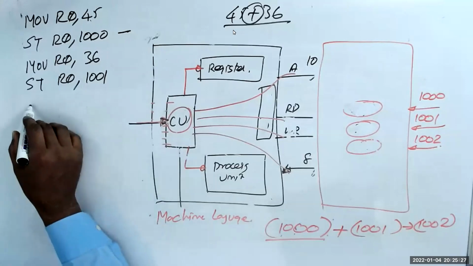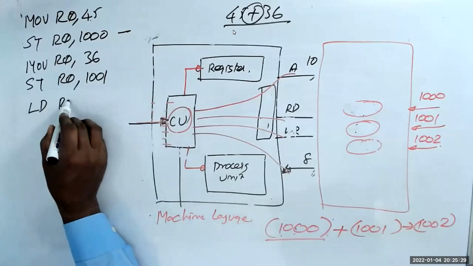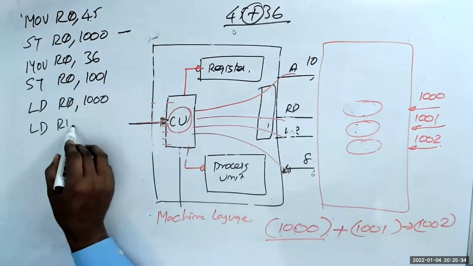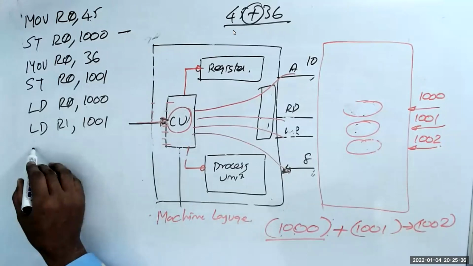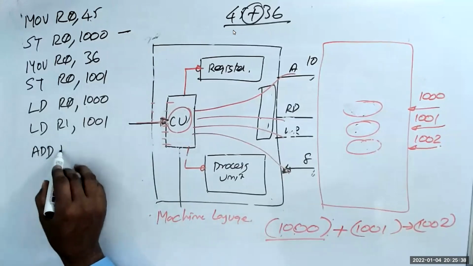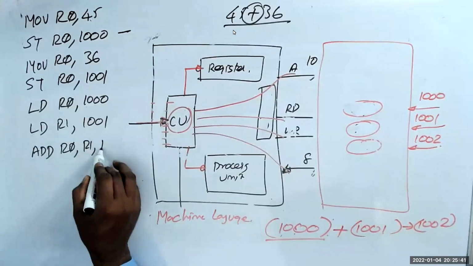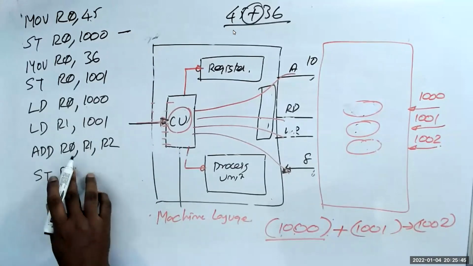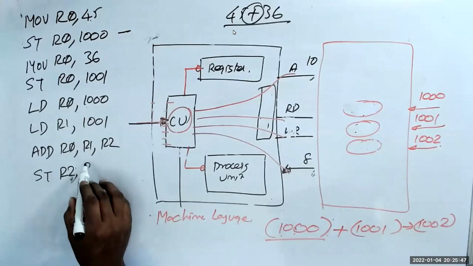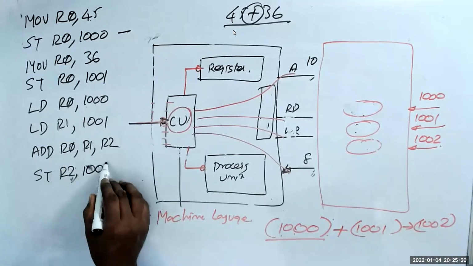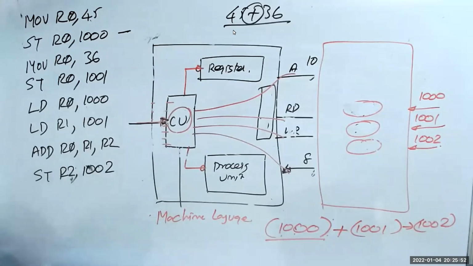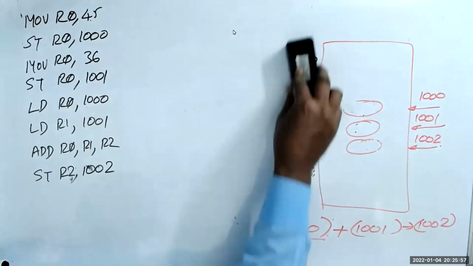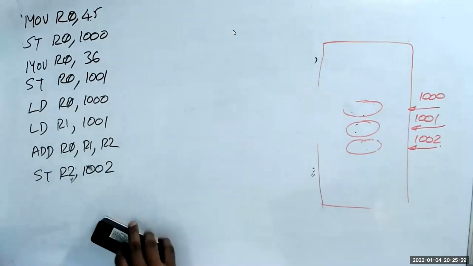Then I say load R0, 1000. Load R1, 1001. Add R0, R1, R2. And store R2 into 1002. Do you understand this? If you don't understand this, ask me where you don't understand. If you don't understand now, you tell me where you don't understand, please.